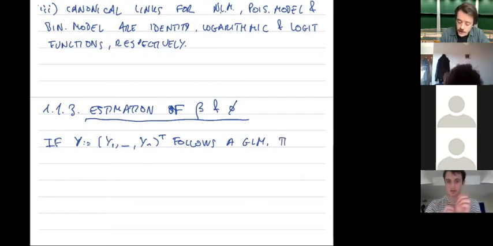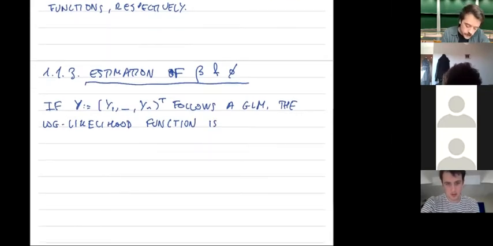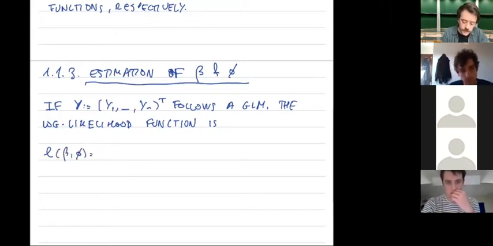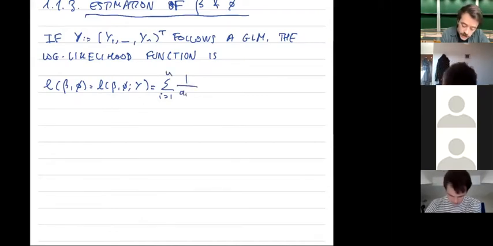Then the log likelihood function is given by the following. So we write the little l as usual of beta and phi, which is of course a function of the data as well, so therefore it's a random function. But generally we omit that because we're interested in the functional relationship with respect to the unknown parameters. And so this is given by the sum from 1 to n of this, you can check, it's simple to check.